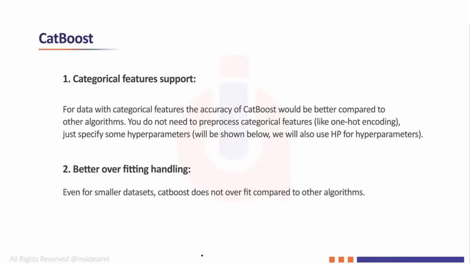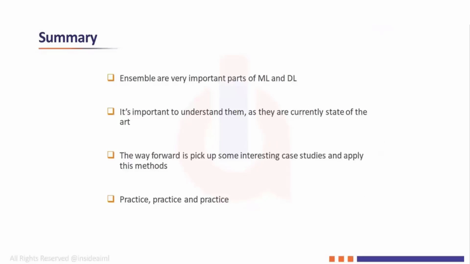Compared to the other two algorithms that I talked about, LightGBM and XGBoost. Okay, I think this is all the models that I wanted to cover. And to conclude, you will see that ensembles are a very important part of machine learning and deep learning. In deep learning also, combining the CNNs, especially the pre-trained models, is a very common practice. So it's very important to understand them, as they are currently considered state of the art.